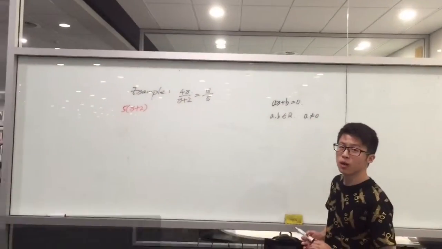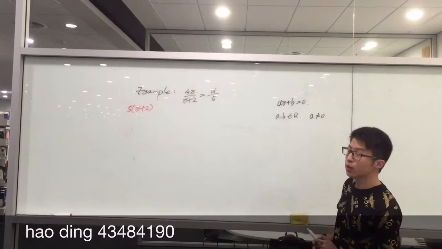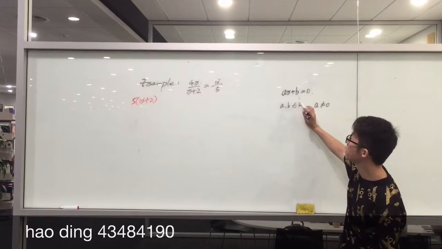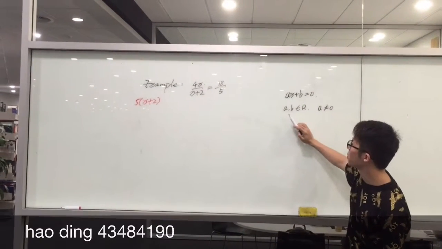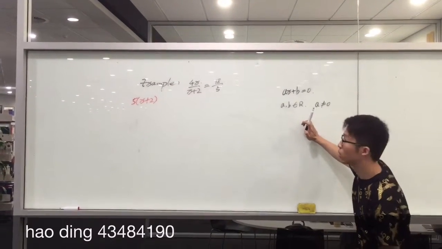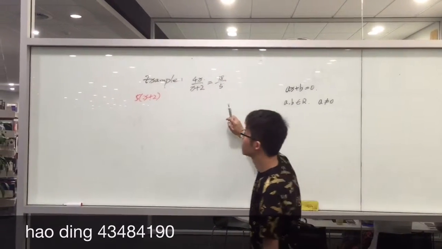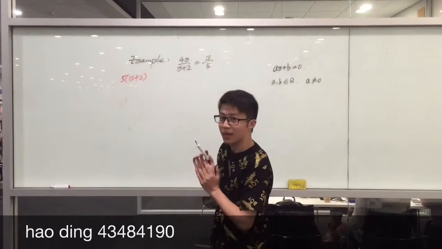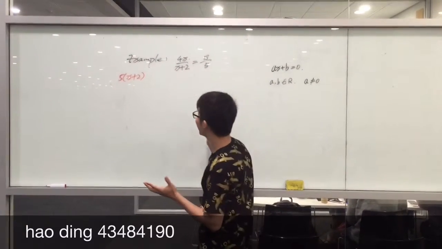Now let's talk about linear equations. Normally we face this kind of equation, ax plus b equals 0, where a and b belong to the real numbers and a doesn't equal 0. But sometimes we face more complicated equations like this one, and let me show you how to solve this.